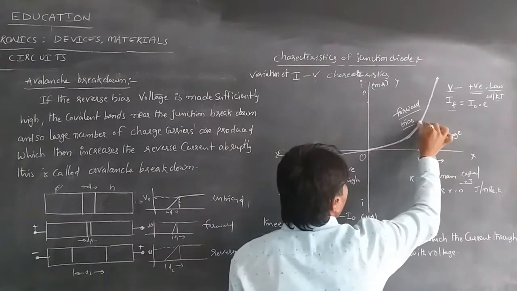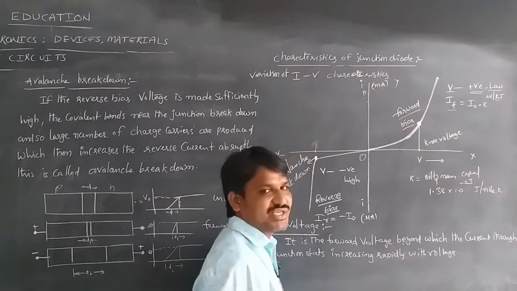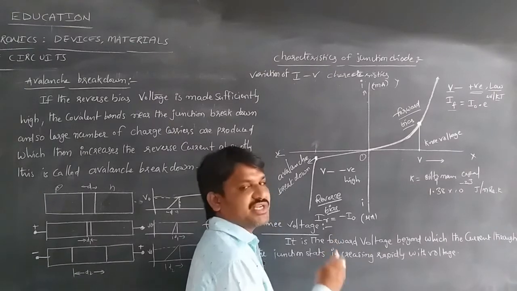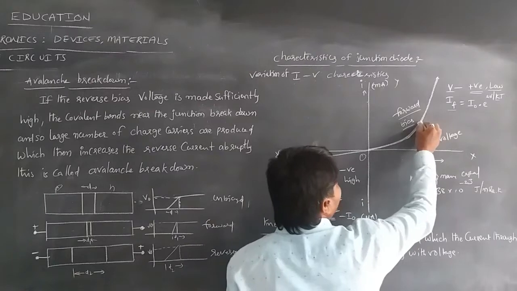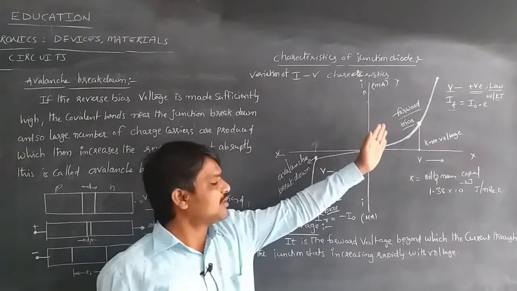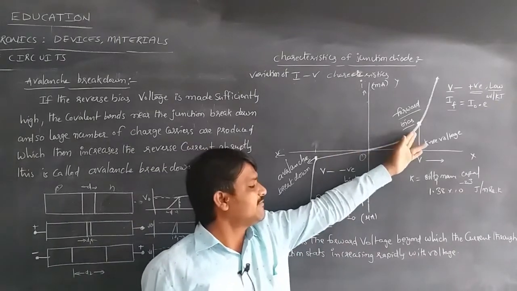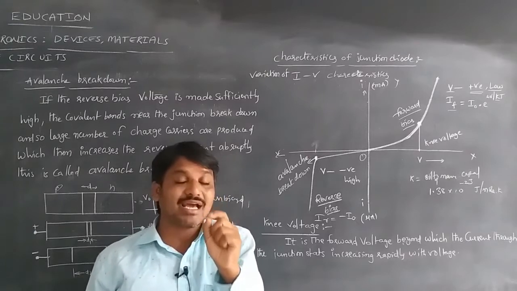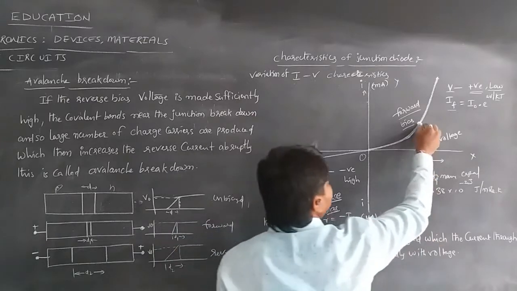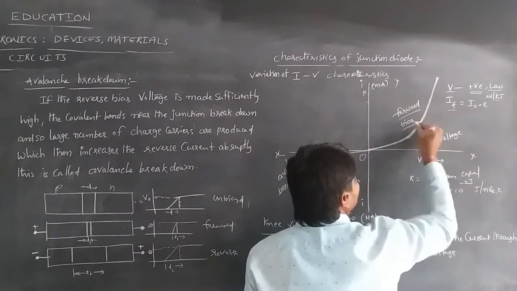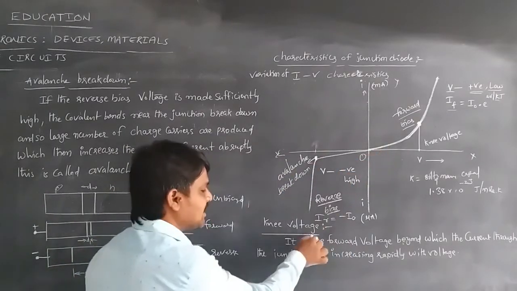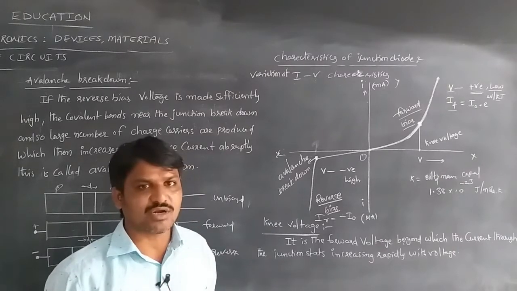After crossing the potential barrier or depletion layer, more mobile charge carriers are ready to cross it, and then the current flows abruptly, meaning it increases rapidly. It is the forward voltage beyond which the current through the diode starts increasing. From that voltage, the current starts increasing in the diode. That forward voltage is called the knee voltage.